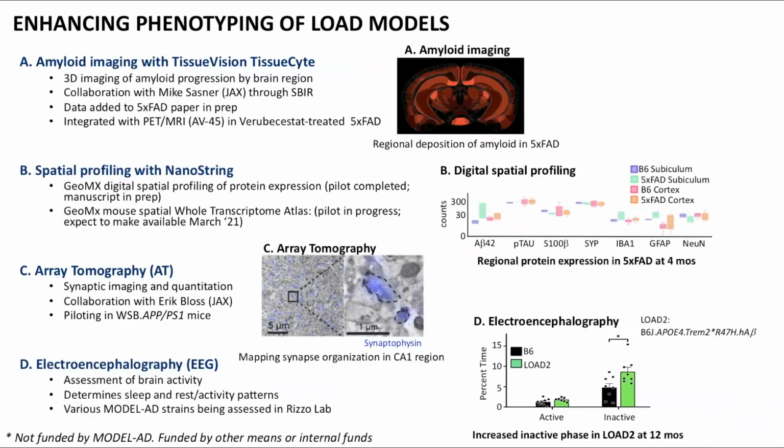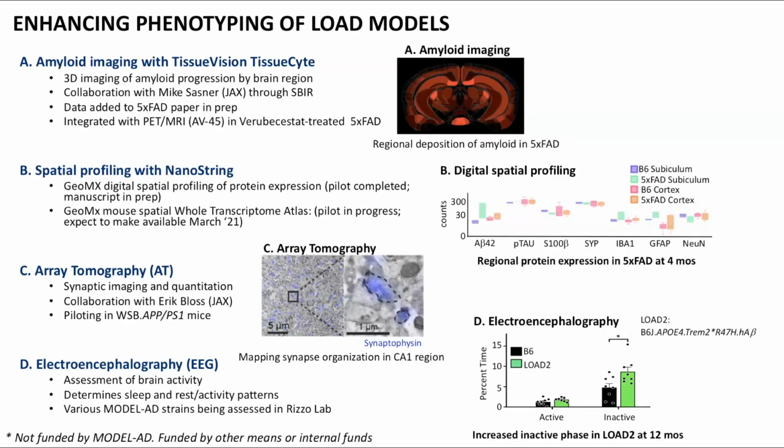And then finally, I just want to show that we're constantly evolving our phenotyping pipelines with these additional assays. Mike Sassner is working with TissueVision to be able to do amyloid imaging, to identify regional deposition of amyloid, and in this case, it's in the 5XFAD. You can get 3D reconstructions having injected these mice with methoxy-X04, which sticks to the plaques, and then you image them and identify where the amyloid is.